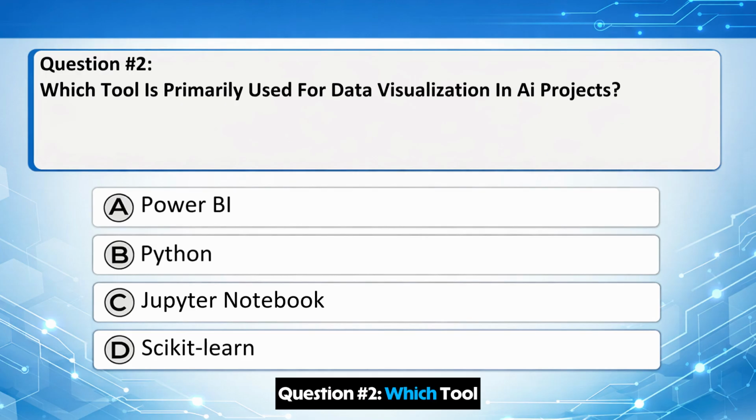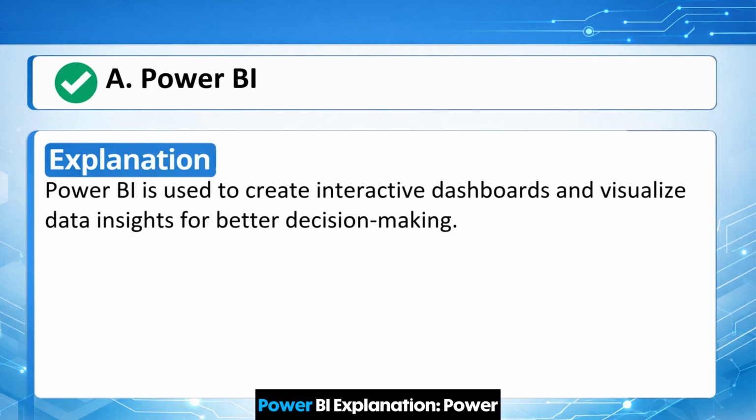Question number 2. Which tool is primarily used for data visualization in AI projects? A. Power BI. B. Python. C. Jupyter Notebook. D. Scikit-learn. Correct answer: A. Power BI. Explanation: Power BI is used to create interactive dashboards and visualize data insights for better decision-making.